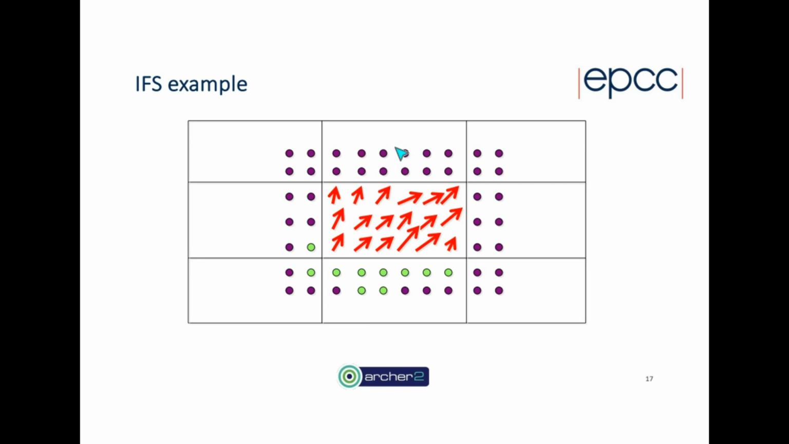Whereas if these domains were instead assigned to different threads, and all this data lives in the shared memory on a node, then the thread that's processing this part of the domain can simply read the green values, and it will never read the purple ones.